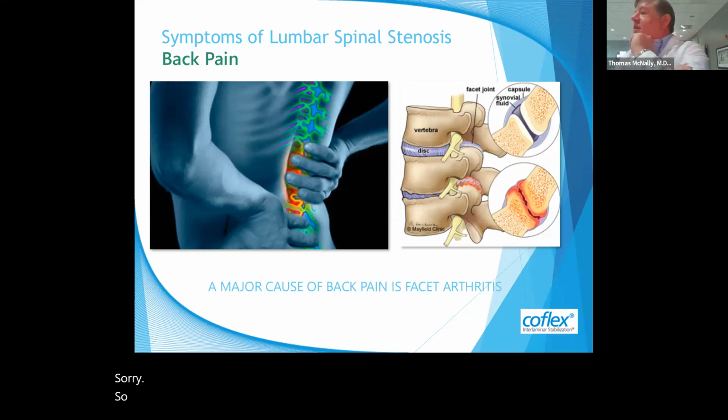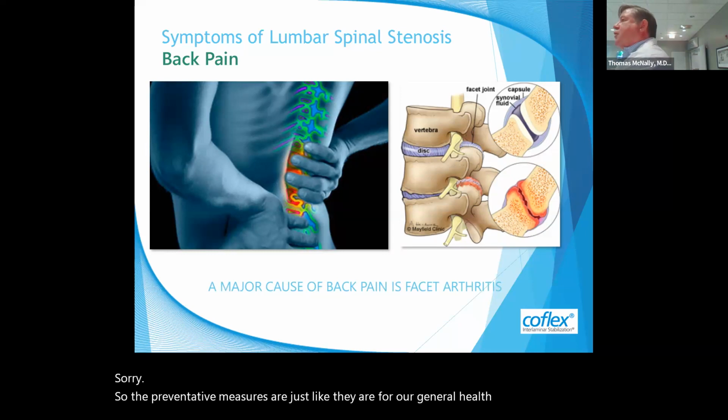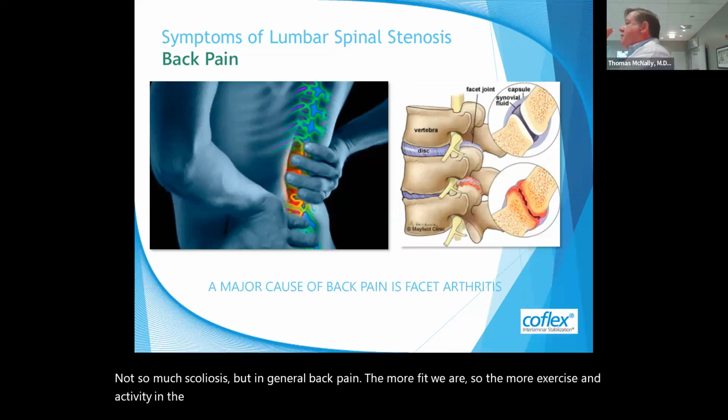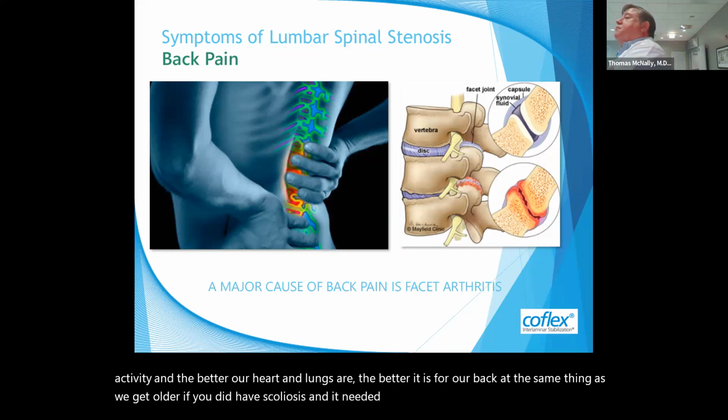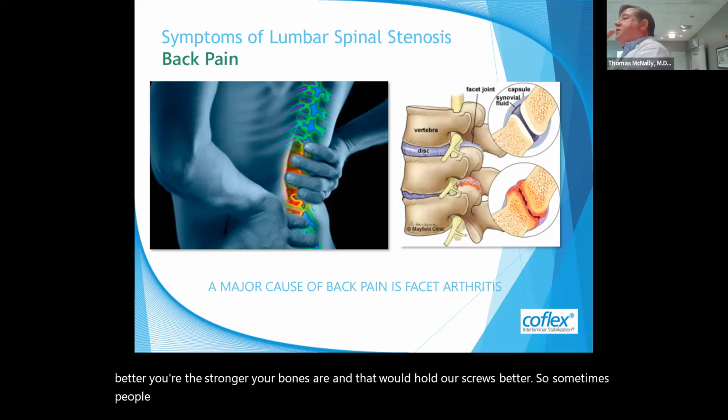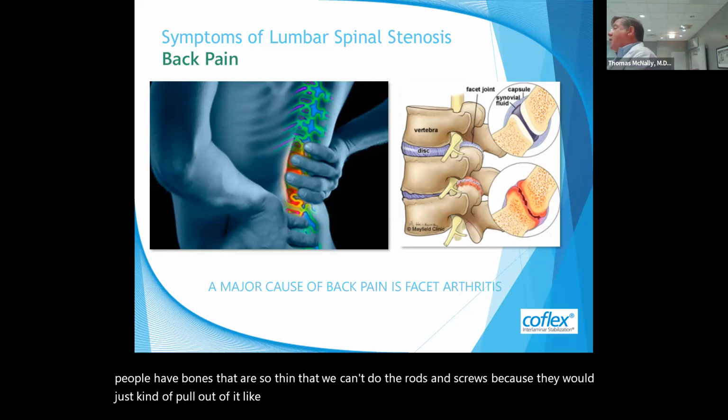So the preventative measures are just like they are for our general health. Not so much scoliosis, but in general, back pain: the more fit we are, so the more exercise and activity and the better our heart and lungs are, the better it is for our back. And as we get older, if you did have scoliosis and it needed surgery, the more fit you are, usually the stronger your bones are, and that would hold our screws better. So sometimes people have bones that are so thin that we can't do the rods and screws because they would just kind of pull out like drywall as opposed to a nice hard piece of wood.